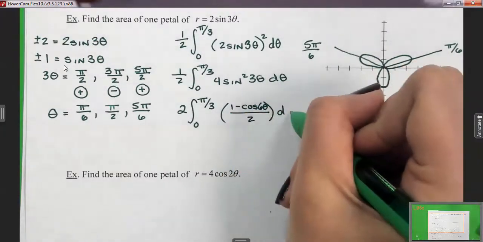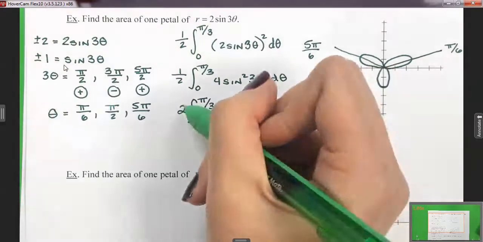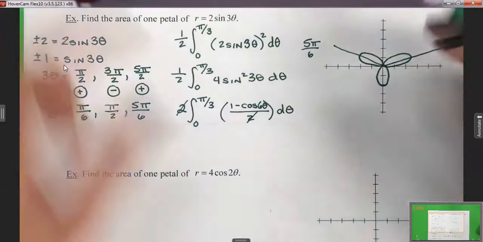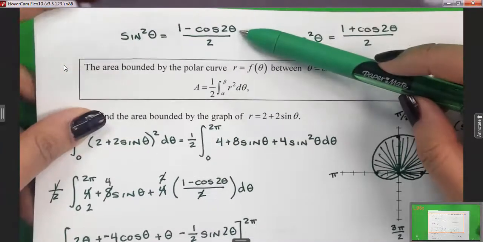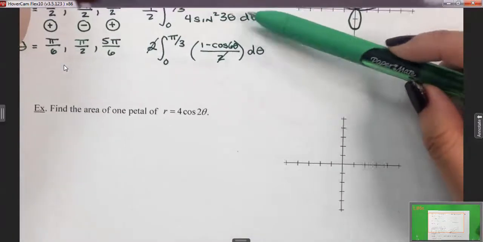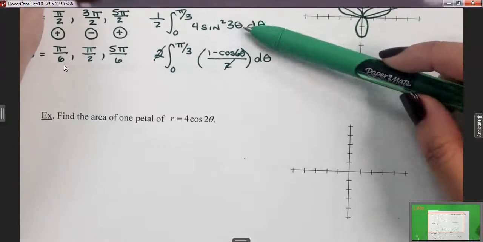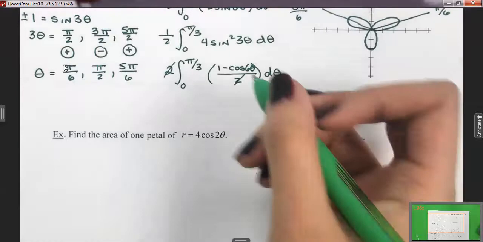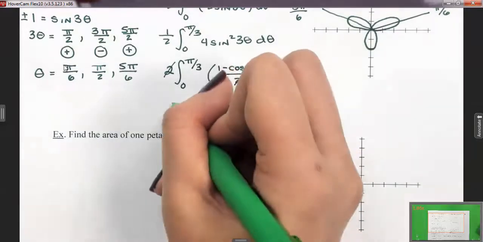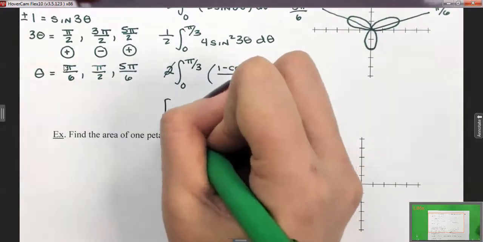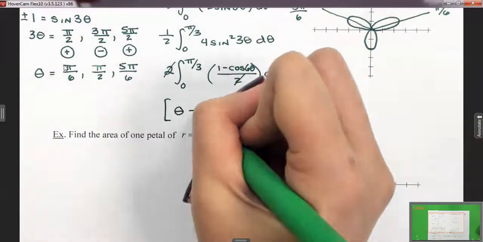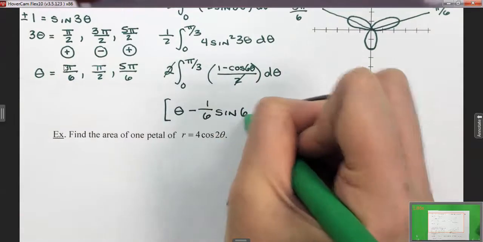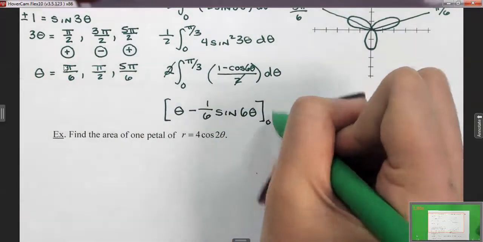Oh man, I should have just left it. Whatever. These two can cancel, right? Because the formula is 1 minus cosine 2 theta, and since this is already 3 theta, you have to double it, so it becomes 6 theta. Integrate 1: theta. Integrate cosine 6 theta, from 0 to pi over 3.